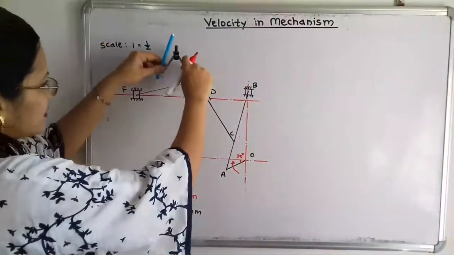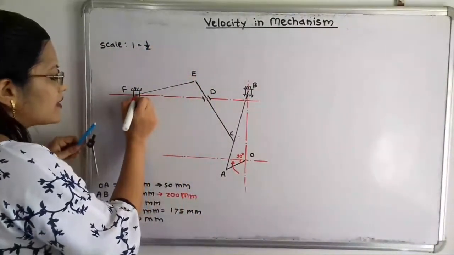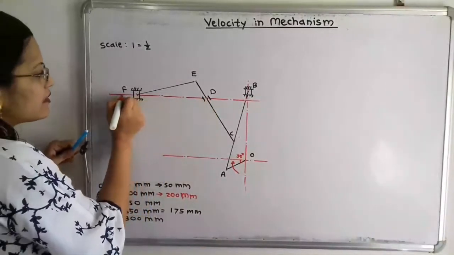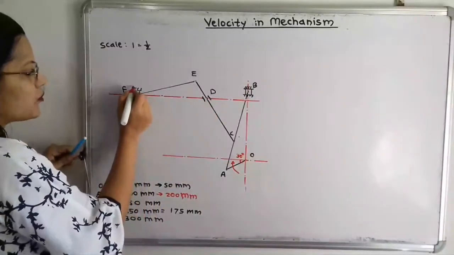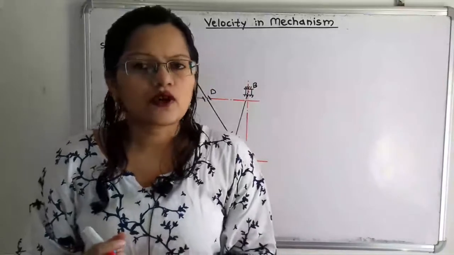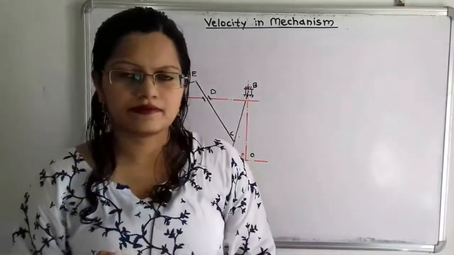Take E as a center and mark one arc. The point of intersection where this arc meets this horizontal line will be the point F. At this point F also we have to draw a slider. So in this way the space diagram is getting completed.